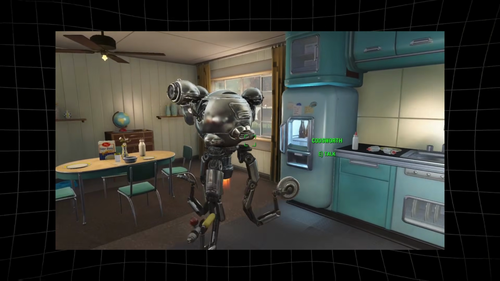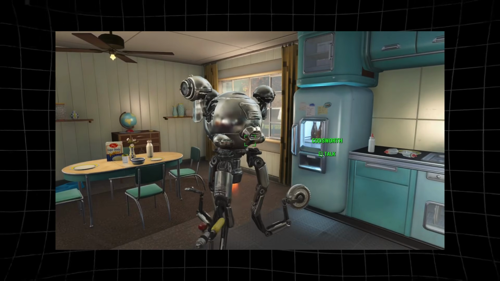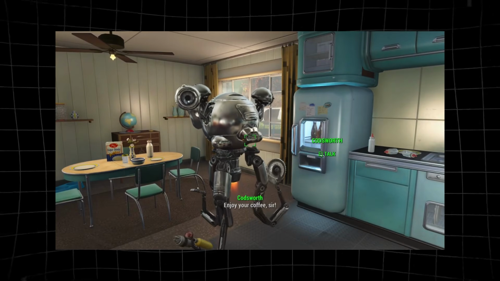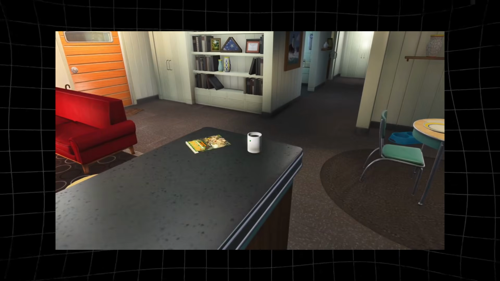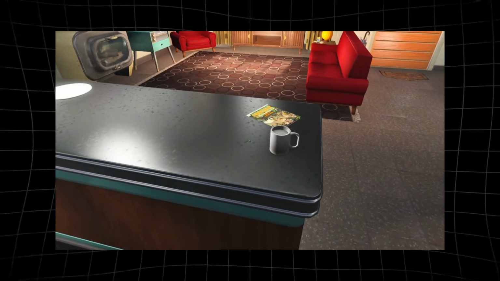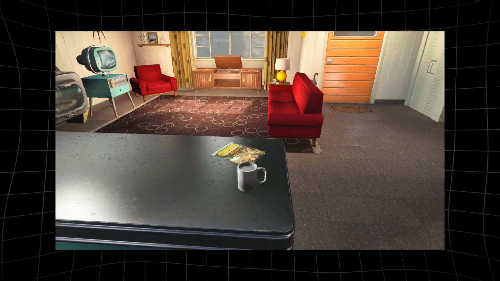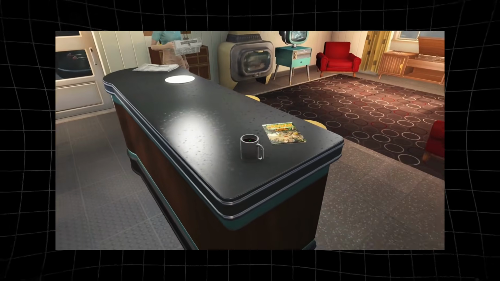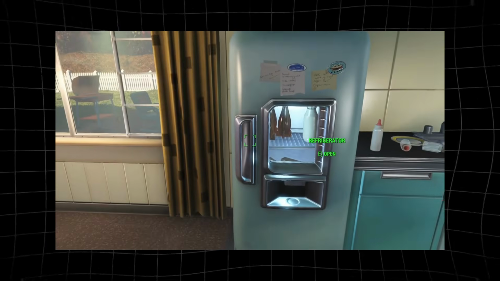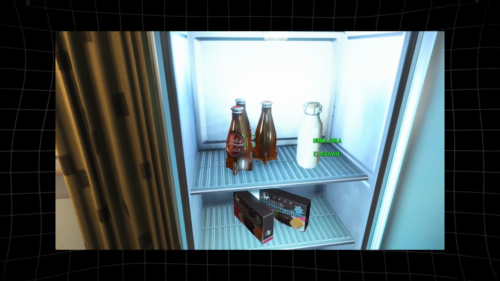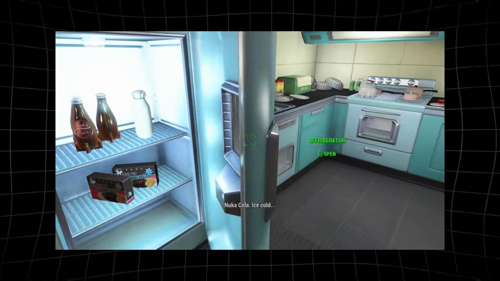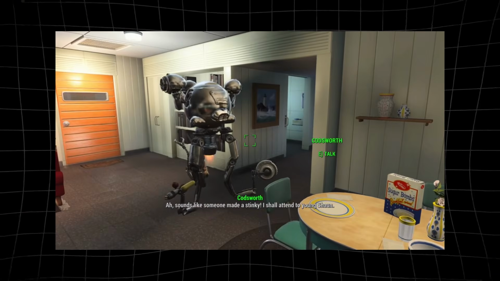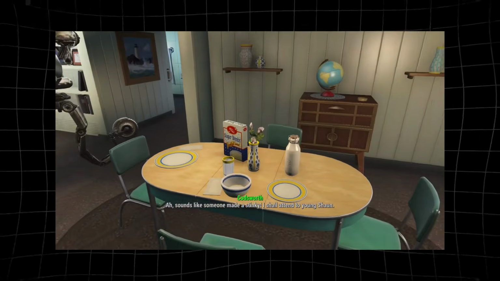Vault 111, in the Commonwealth north of Boston, is the vault that Fallout 4 begins in. Its experiment was cryogenic stasis. The residents, including the player character, their spouse, and their infant son Sean, were told they were being sheltered from the bombs. Instead, they were frozen almost immediately upon entry, without their knowledge or consent. The vault was intended to study the effects of long-term cryogenic suspension on human physiology. Most of the residents never woke up at all.